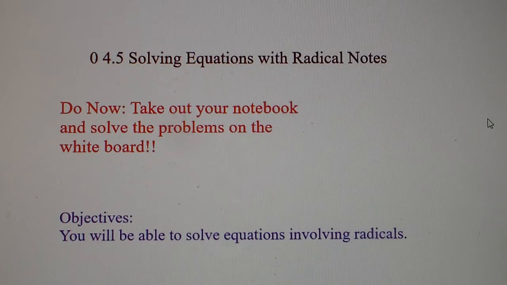Alright, ladies and gents, these are the notes for O4.5, solving equations with radicals. Objectives: you'll be able to solve equations involving radicals.